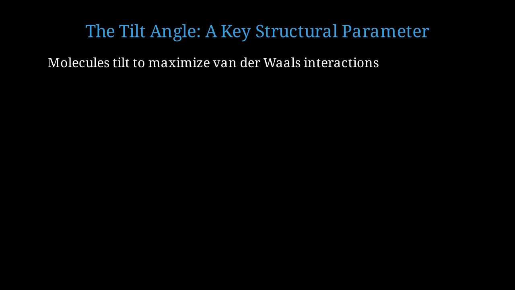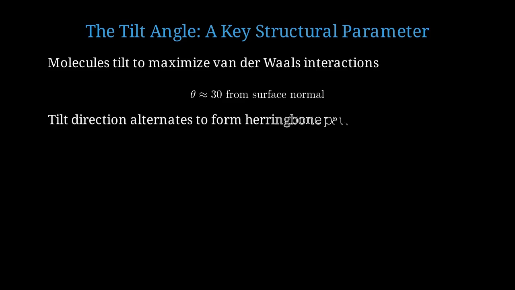The tilt angle is one of the most important structural parameters in SAMs. Why do molecules tilt? Molecules tilt away from the surface normal to maximize van der Waals interactions between neighboring alkane chains. If they stood perfectly upright, the chains would be too far apart. For typical alkanethiols on gold, the tilt angle is approximately 30 degrees from the surface normal. Interestingly, the tilt direction alternates between neighboring molecules, forming what's called a herringbone structure. This further stabilizes the monolayer.